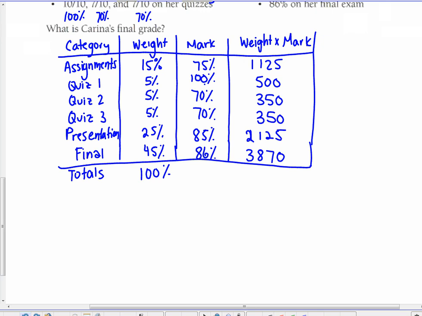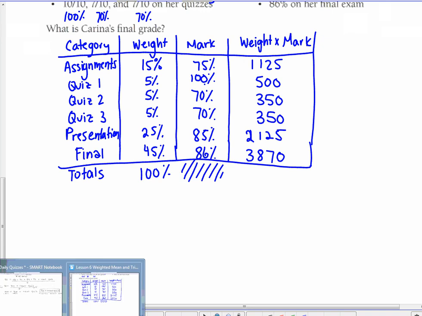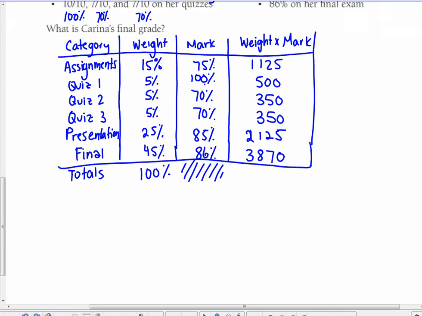Now, does it make sense to total up her marks? No. But we are going to total up her weight times mark. So let's add those all together. This total gives us the total marks she earned. What did you get?